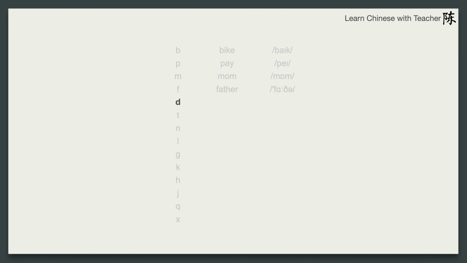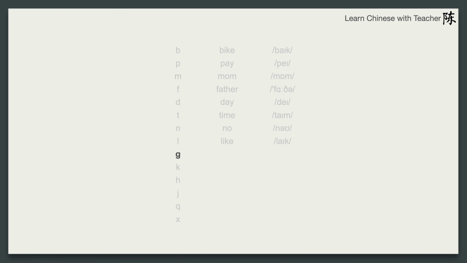The letter D is pronounced D. It's like you pronounce D in day. The letter T is pronounced T. It's like you pronounce T in time. The letter N is pronounced N in Chinese. It's like you pronounce N in no. The letter L is pronounced L in Chinese. It's like you pronounce L in like.